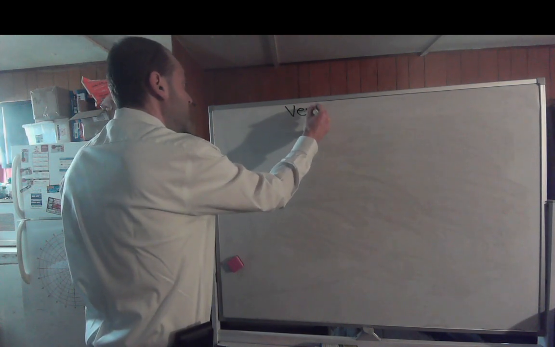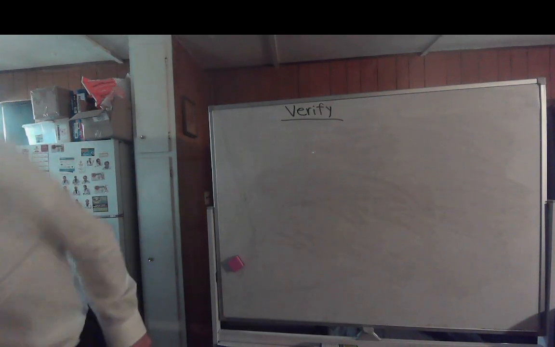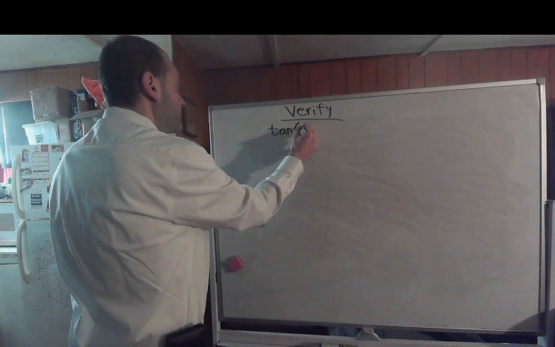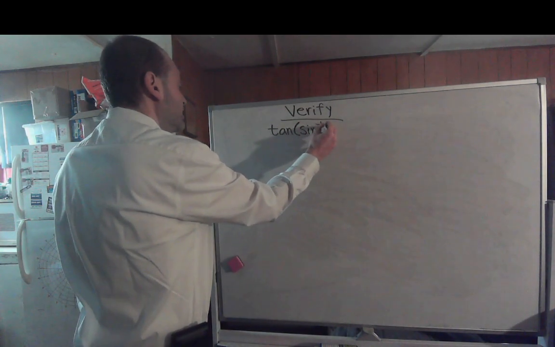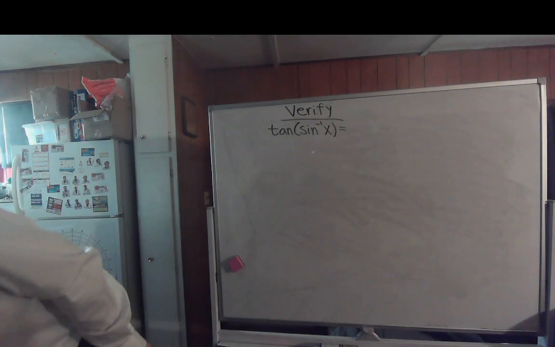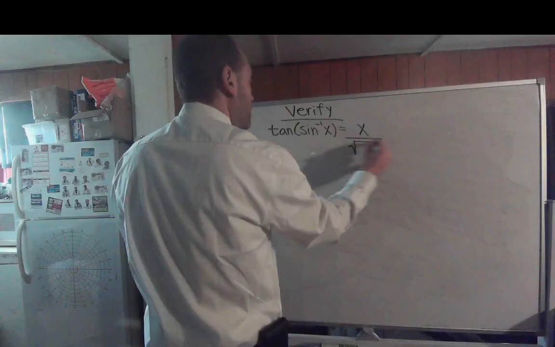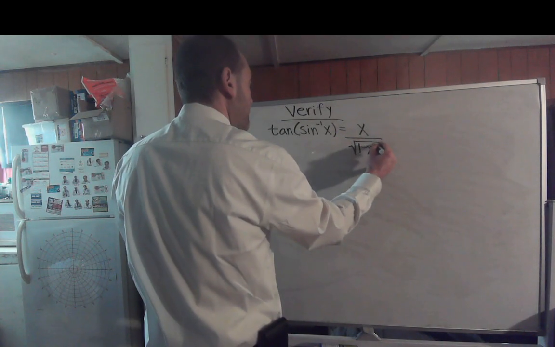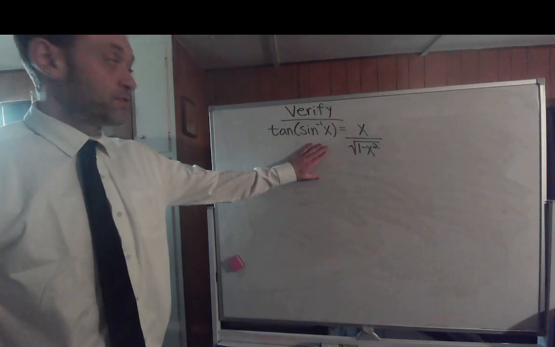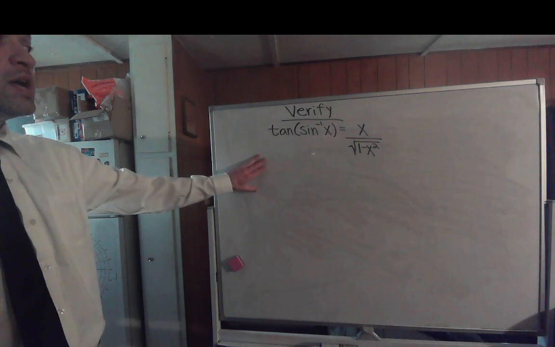We're going to verify. What we're verifying first is that the tangent of the sine inverse of x is equal to x all over the square root of 1 minus x squared. So we have to verify that the tangent of the sine inverse of x equals x over the square root of 1 minus x squared.